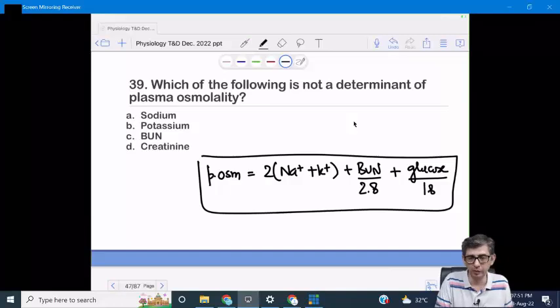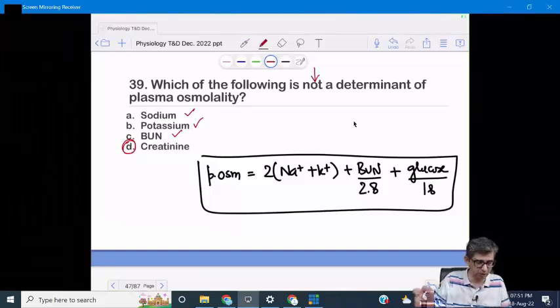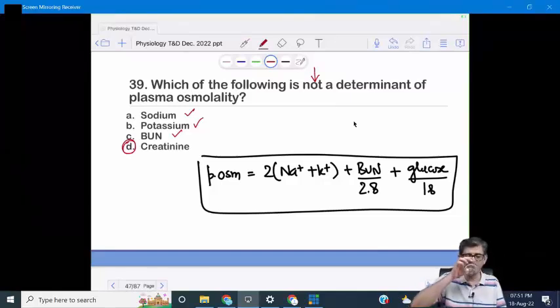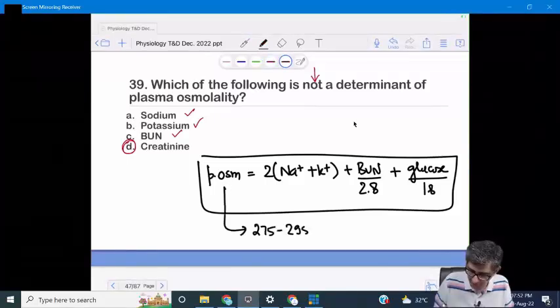So you can see sodium, potassium will be playing a role, everything will be playing a role, but not serum creatinine. The question is which of the following is not a determinant of plasma osmolality. The correct answer for this one would be serum creatinine. Okay, answer to 39 is option number D. Normal plasma osmolality will oscillate between something in the range of about 275 to 295 milliosmoles.